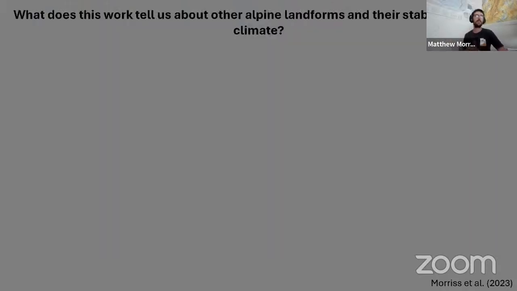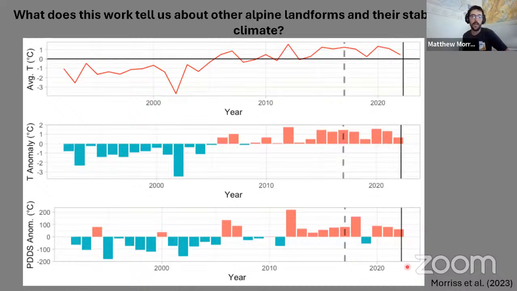And then I want to end with, what does this story tell us about the future of alpine landforms and their stability in a warming climate? Well, at the site of the landslide, the average temperature has increased over the last 30 years of record. You can see that, in the early 2000s, maybe 2005, you switch over to an average temperature greater than 0 Celsius. And this is backed up by what I calculated as the temperature anomaly. About 2005, you get to positive temperature anomalies over the last 30 years for the average annual temperature.